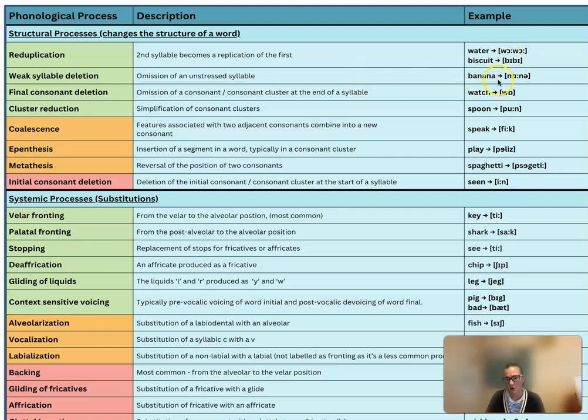For weak syllable deletion, it obviously is going to, because it's going to take off a syllable completely. It's changed that structure. So from a consonant vowel, consonant vowel, consonant vowel, 3 syllable word, it's just gone to a 2 syllable word that consists of a consonant vowel, consonant vowel. With final consonant deletion, you are taking away the final consonant, so again it affects the structure of a word, and again cluster reduction takes that structure from a CCV word to a CV word, for example.